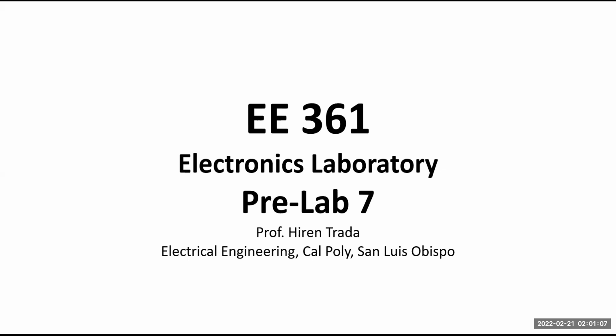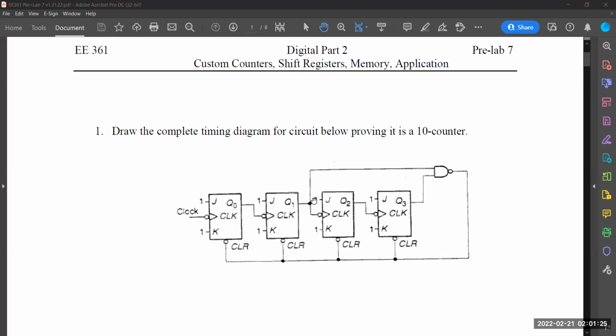In this video, we are going to look at PreLab 7 for EE361. There are 5 questions in this PreLab. Let's see. So it's basically digital part 2, where we have counters, shift registers, memory, and application.